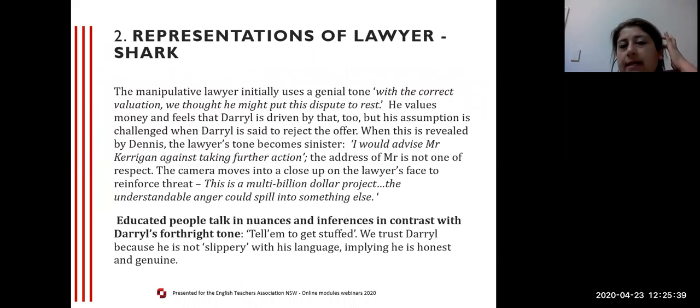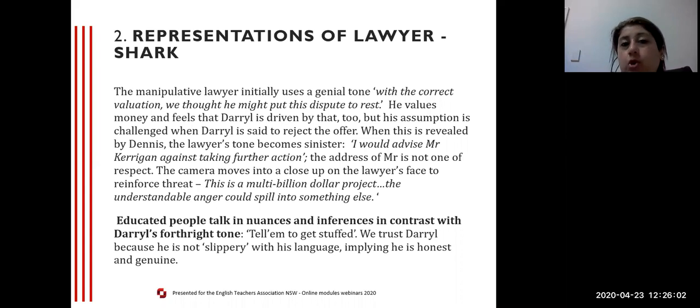To the lawyer, basically, this is an important conversation in terms of a public conversation, because the lawyer pretends, again, like the councilman, that he's innocuous through his language, but there's the surface level language and then there's the nuances of that language. "I would advise Mr. Kerrigan against taking further action" when really he's creating a threat.